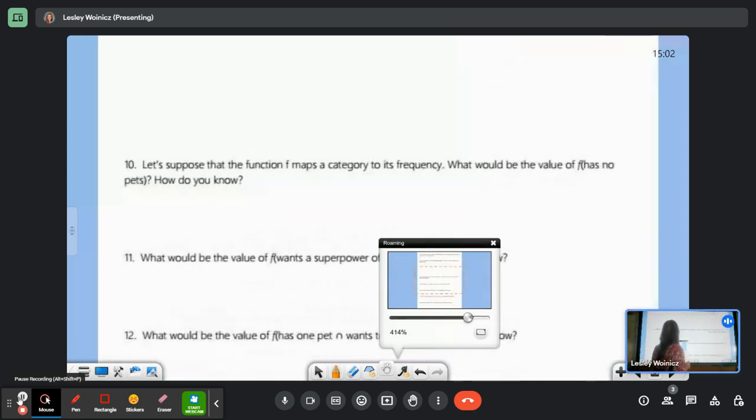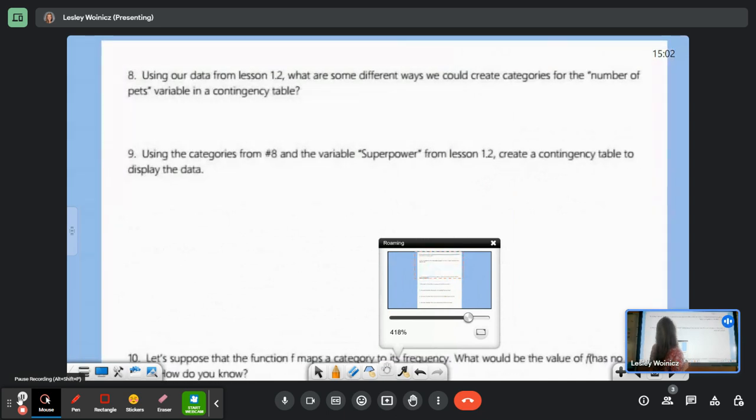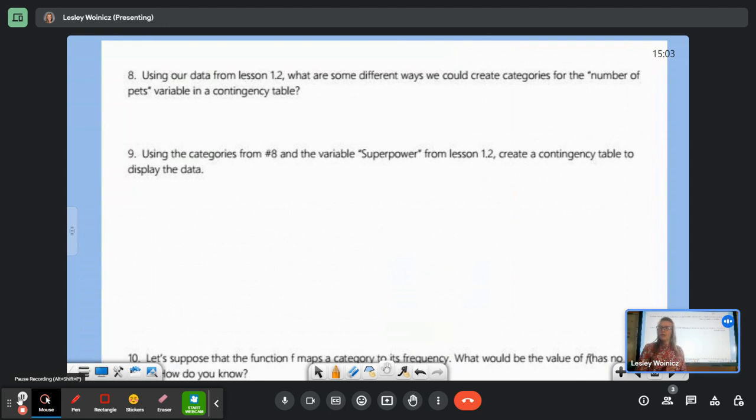Okay, using our data from lesson 1 point. Ooh, just kidding. Is that what I printed out for you guys? Yeah. Oh, that super duper sucks. I fixed it in the Word document and then forgot to change the PDF. Okay, give me a second. I'm sorry that this sucks right now, but we are just going to copy down what I've got.